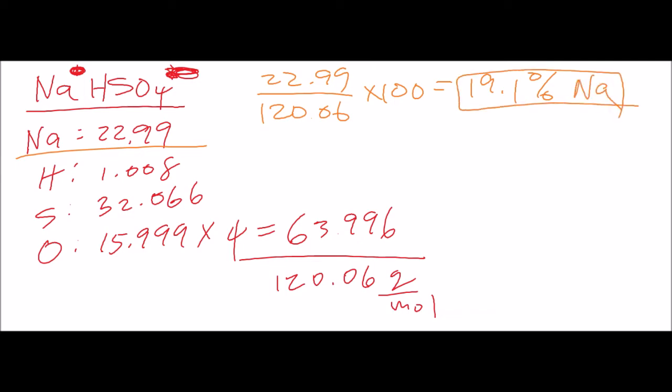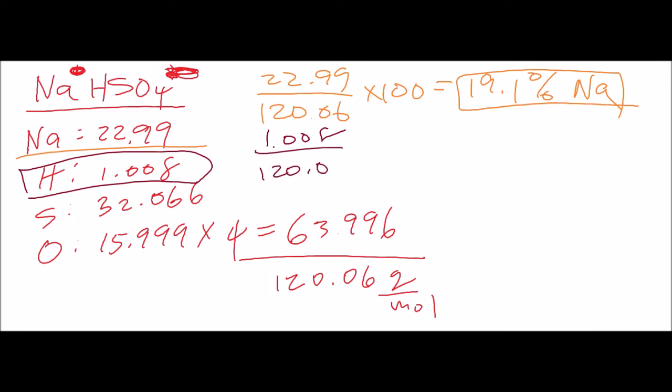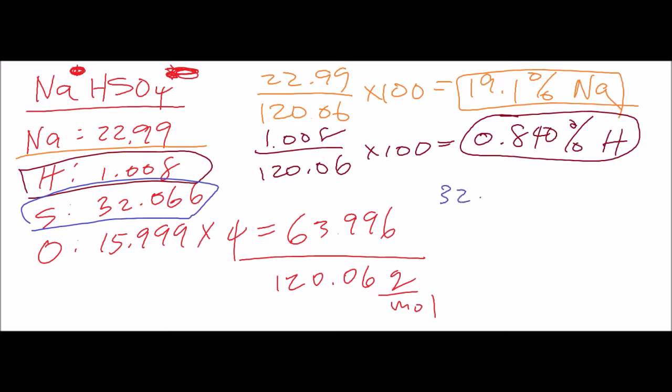Pick a different color. Hydrogen. 1.008 over 120.06 times 100. Got to be careful. It's less than 1%. 0.840% is hydrogen. Sulfur. 32.066 over the mass of the whole thing times 100 to get the percent. 26.71%. Let's just take the 3 sig figs. That's what we've been doing. And that's going to be the sulfur.